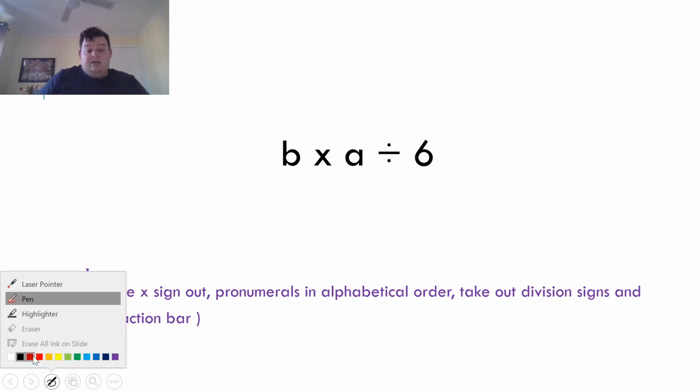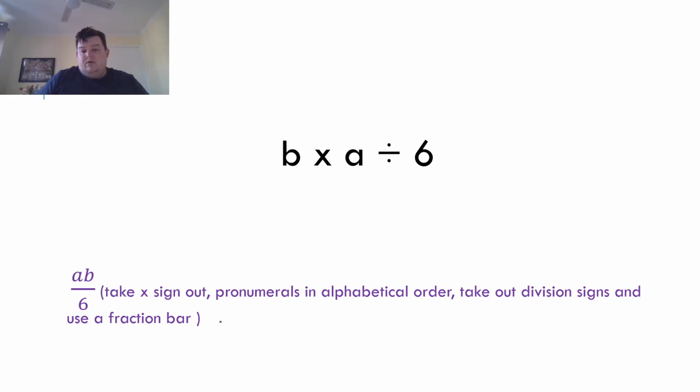And the reason that this sort of syntax is important is because from this question, it's not immediately obvious whether it's b times a divided by 6 or whether it's b times a divided by 6. It'll work out the same in the end, but it's not clear which way it should be written. So in this case, it's a lot more clear that it's a times b divided by 6.